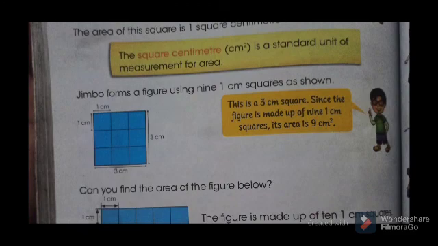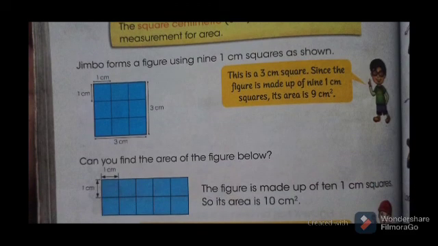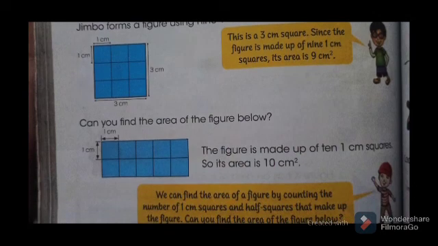Jimbo forms a figure using 9 1 centimeter squares as shown. This is a 3 centimeter square. Since the figure is made up of 9 1 centimeter squares, its area is 9 centimeter squares. You can easily count these squares. These are 9 squares. So 1 is 1 centimeter square, so 9 will make 9 centimeter squares.